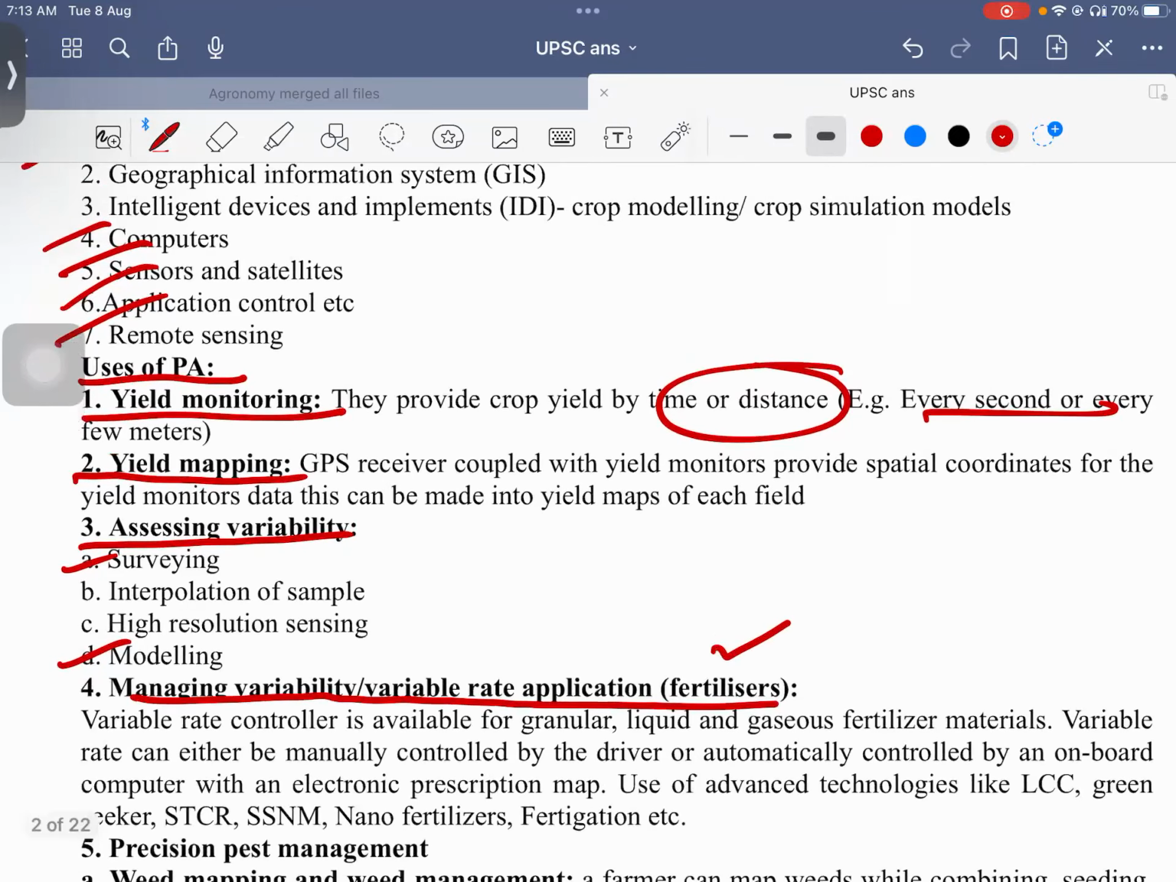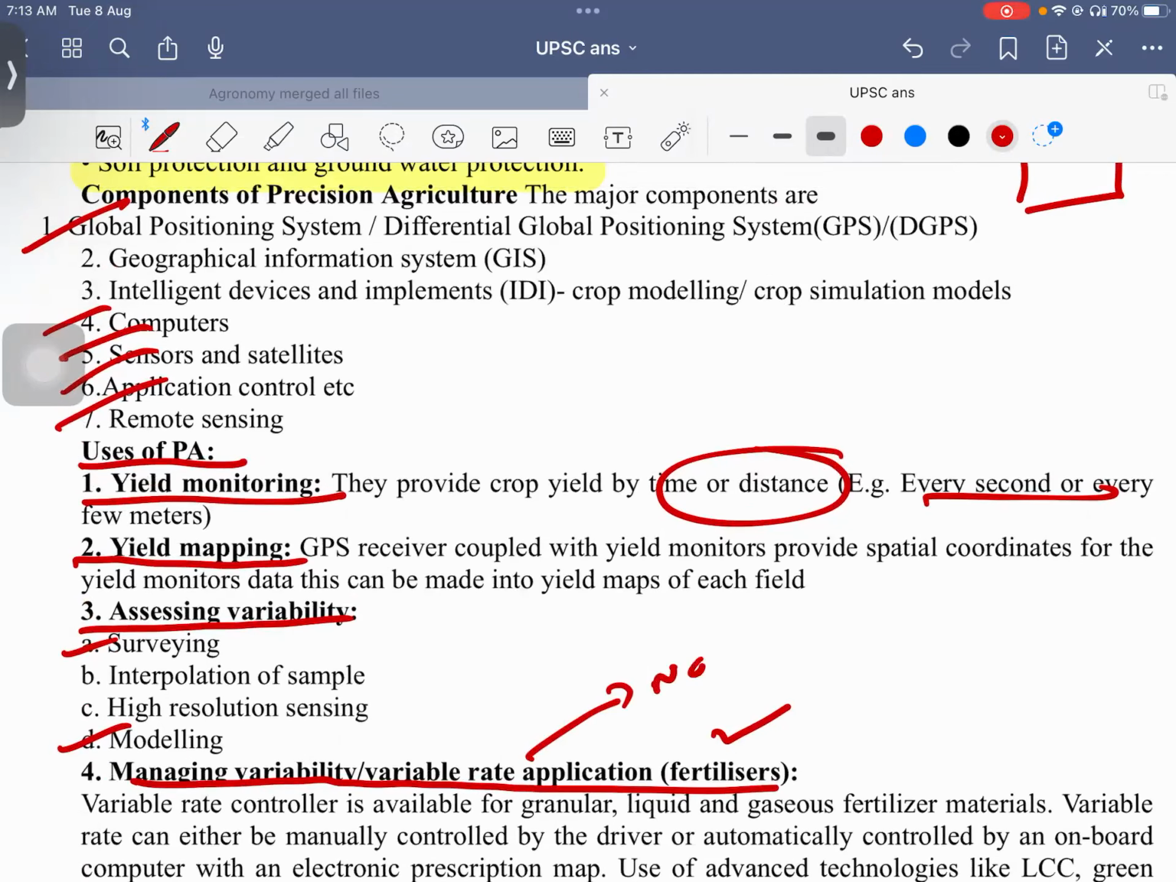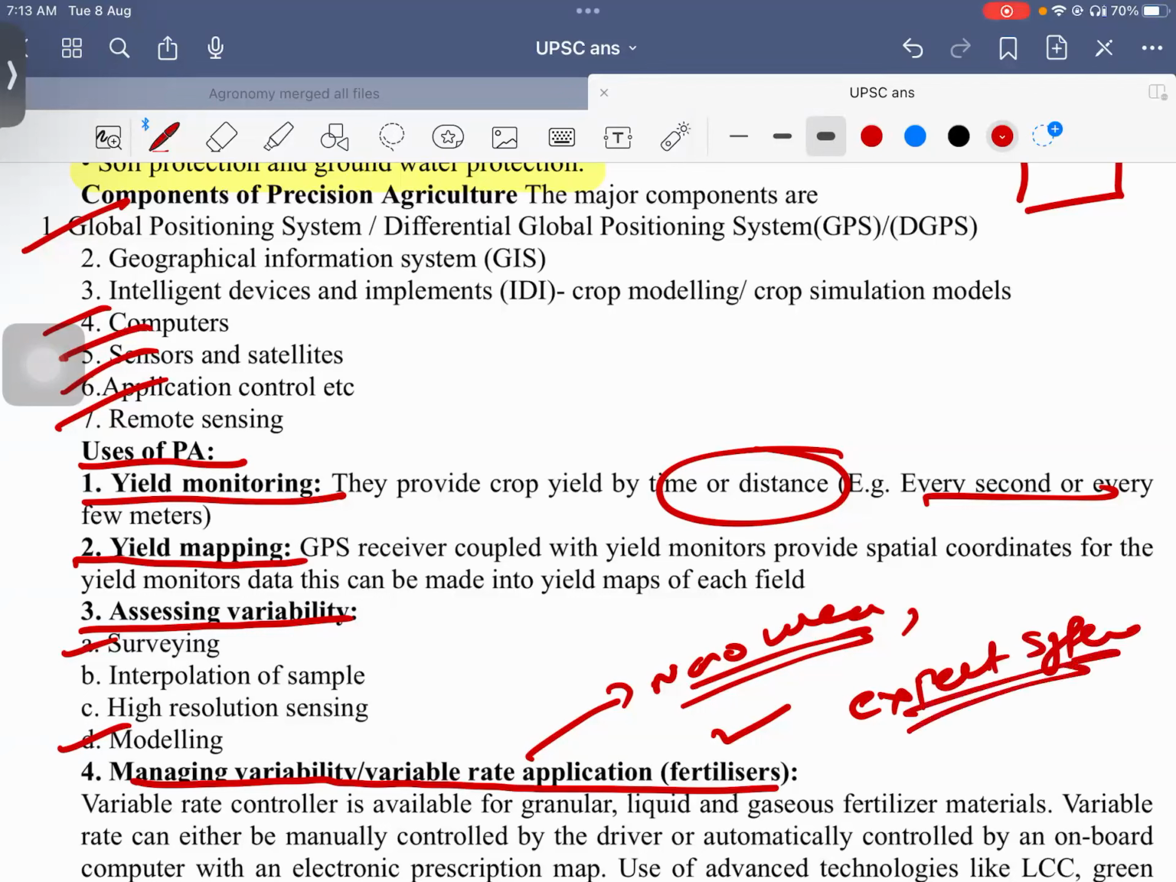We can also use some advanced technologies like nano urea. This is also precision agriculture; don't think that it is not. And we have expert systems, which are software and systems that will precisely tell what application we need to do at the right time, at the right dose and right moment, like what is the time we need to go for pesticide spraying. All these things will be guided by the expert system.